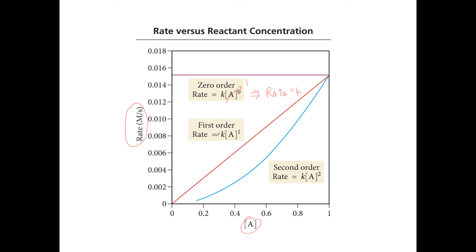If it's 1st order, we can see this kind of looks like y is equal to mx, right? Can you see that? Plus 0. So that's going to be linear. And if it's 2nd order, it's going to be quadratic.